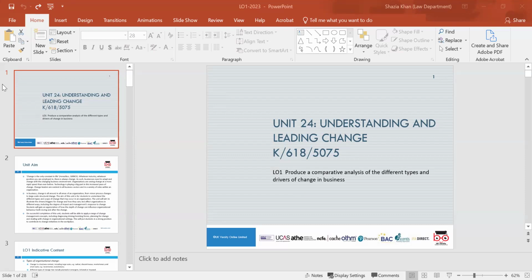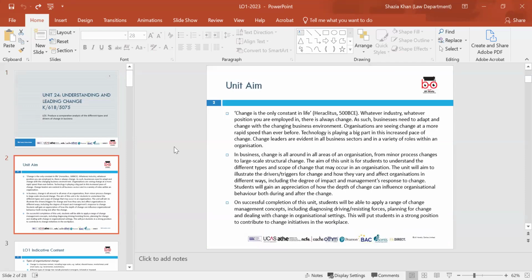So we'll be looking at learning outcome 1 today, which is to produce a comparative analysis of different types of drivers of change in business. The unit aim is to look at how change is constant in life. Whatever position you're in, in an industry or employed, a business needs to adapt to change every time an environment changes.